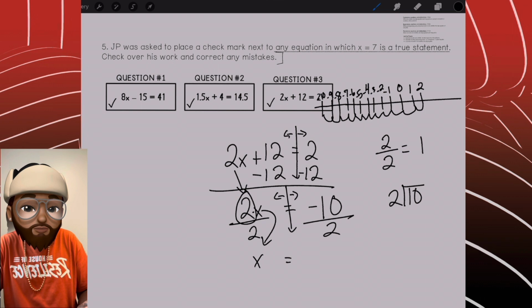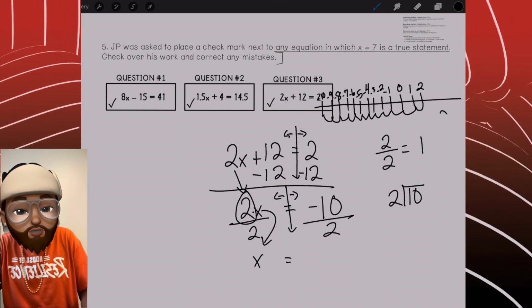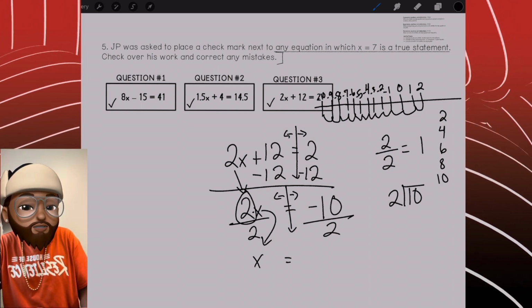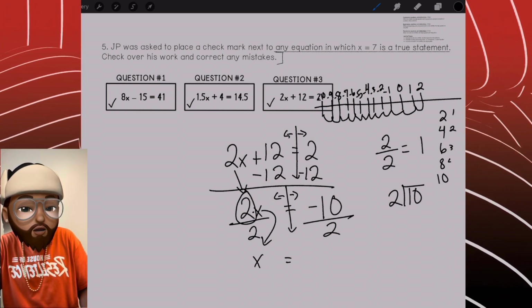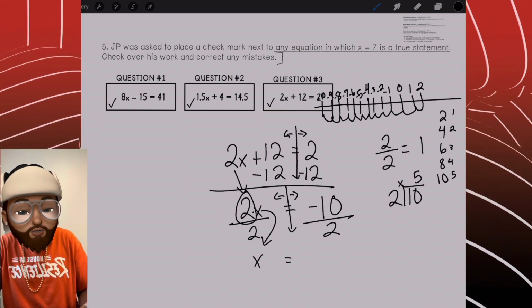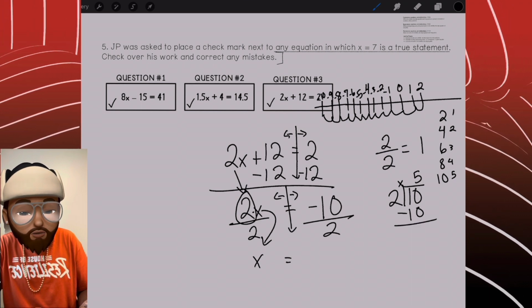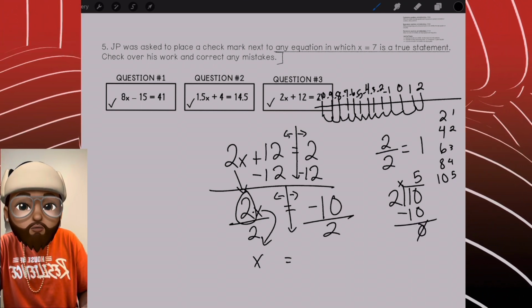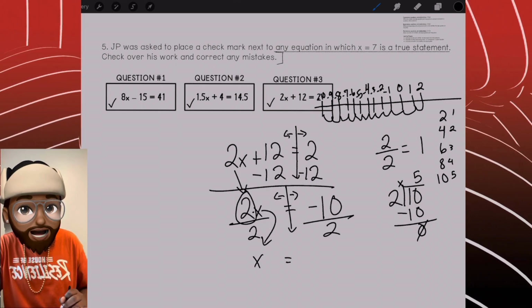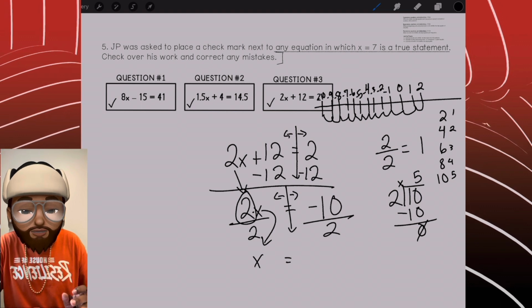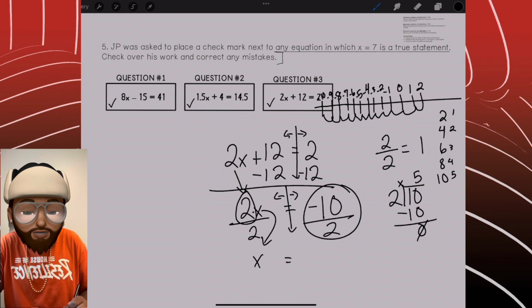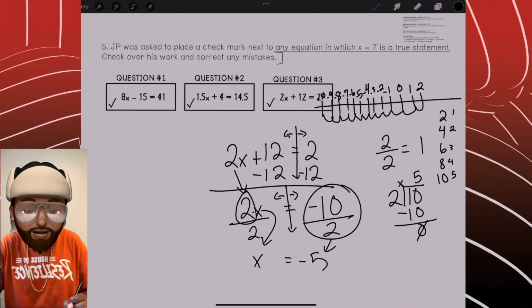2 can't go into 1, but it can go into 10. Let's check how many times. 2, 4, 6, 8, 10. That is 1, 2, 3, 4, 5. 2 can go into 10 5 times. 5 times 2 would give us 10. That would zero us out. So our number that we're looking for is going to be 5. But since we have a negative divided by a positive, those opposites will give us a negative. Therefore, our answer here would be a negative 5.